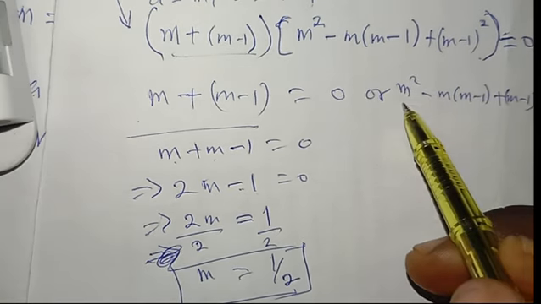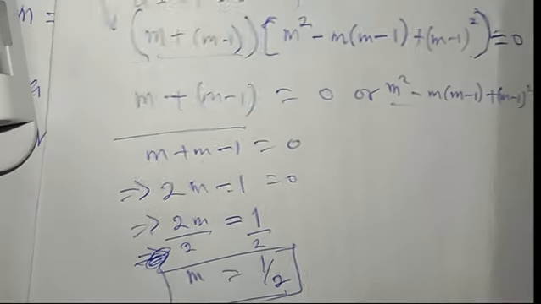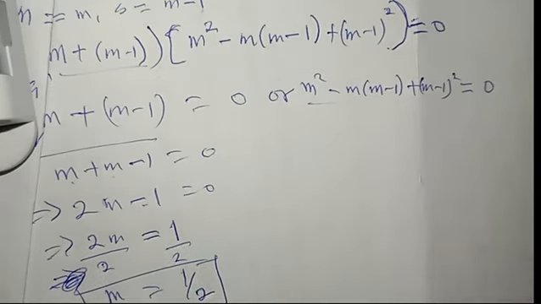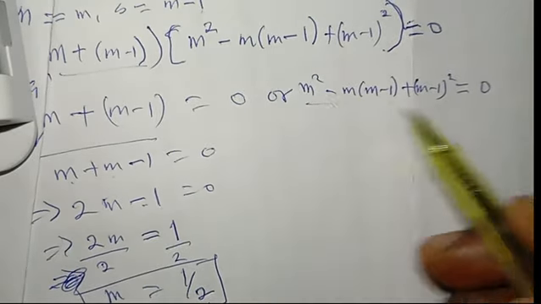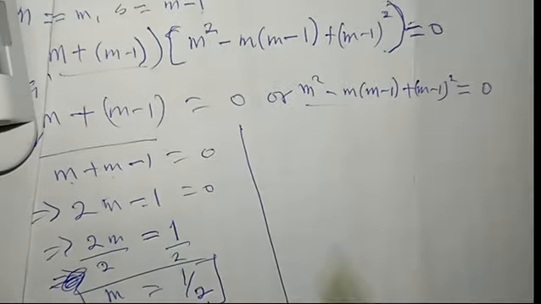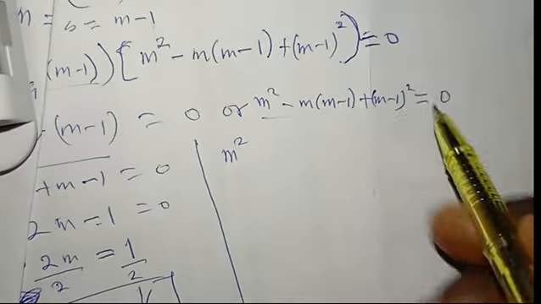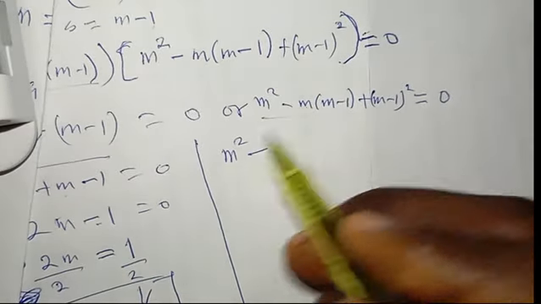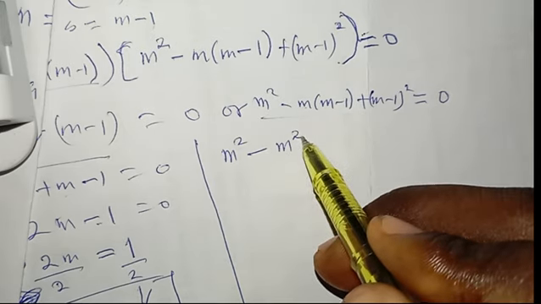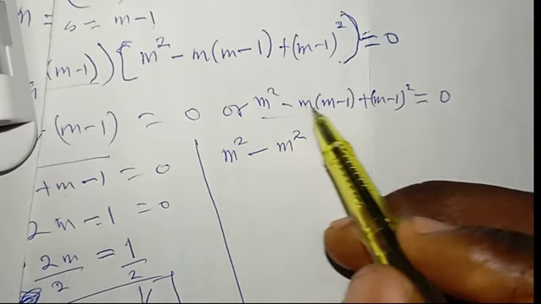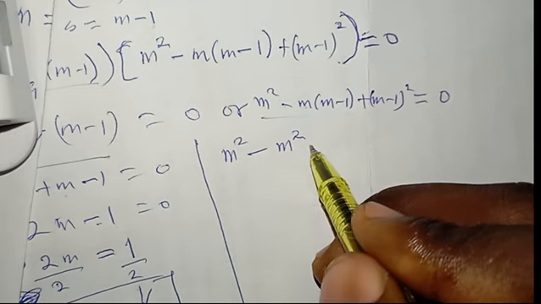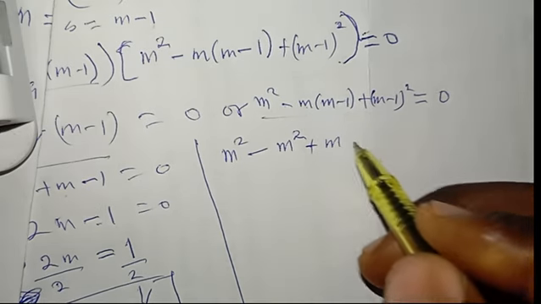And now solving for this case right here, we just go ahead and simplify this. So we have m squared. I'm going to open this bracket right here. Minus m times m is minus m squared, and then minus m times minus 1 gives us a plus m.